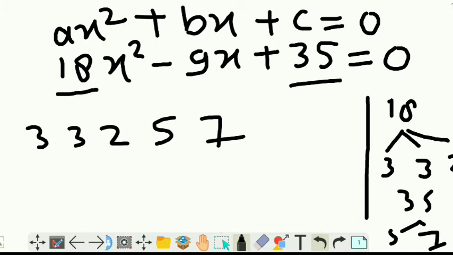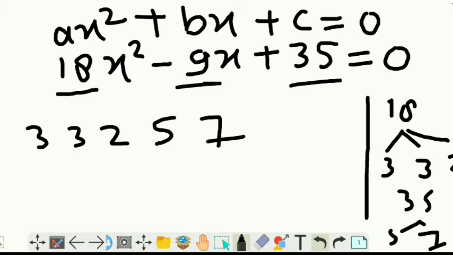Now we will look at the middle term, that is b. So b is here minus 9. We make pairs of these factors so that we get 9, either by adding or by subtracting, but we want minus 9 because 9 has a minus symbol here.